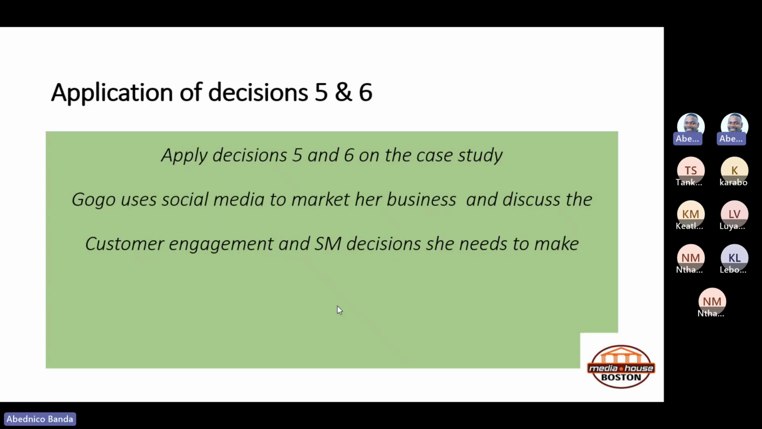Is there something that she needs to do offline? And what is it? In terms of engagement, we're talking about engagement here. We're talking about decision 5 and 6.